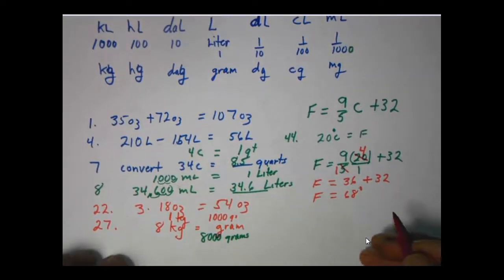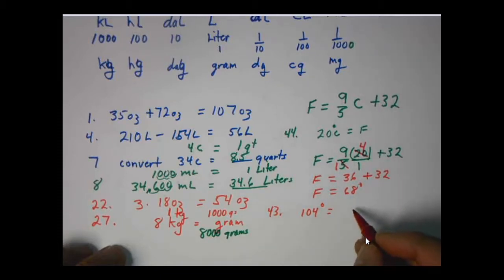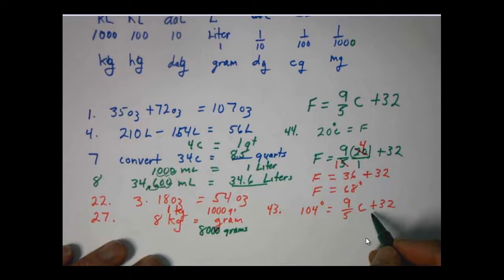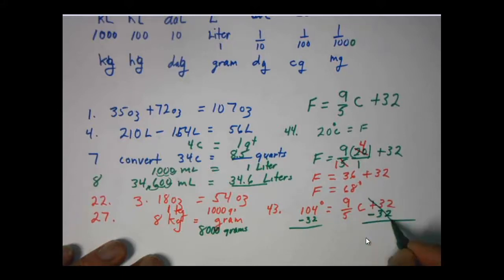Okay, let's do one more of those. Let's do one where we have a Fahrenheit. Let's do 43. Let's just back up a problem. We had 101 degrees Fahrenheit, and we want to know what that is in Celsius. We've got to get C by itself because we're solving for Celsius. That means we have to work backwards. We always work with the side with the variable, just like we always have. So we're going to take away 32 from both sides. Again, I put my operation symbols in, just like I have done before. That cancels. We're left with 72 degrees is equal to 9/5 C.